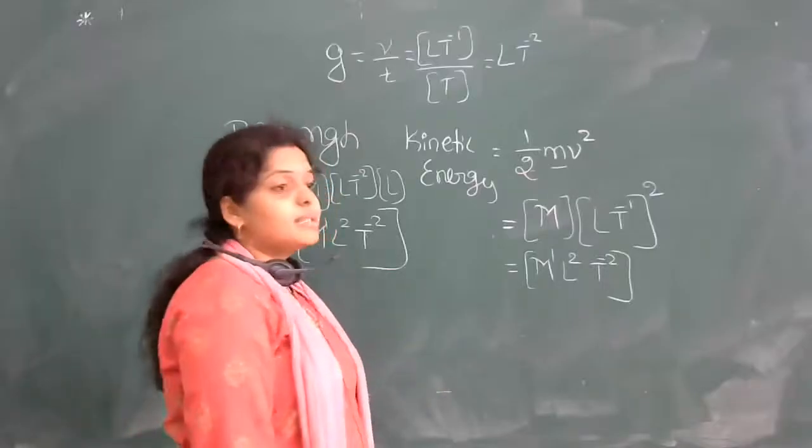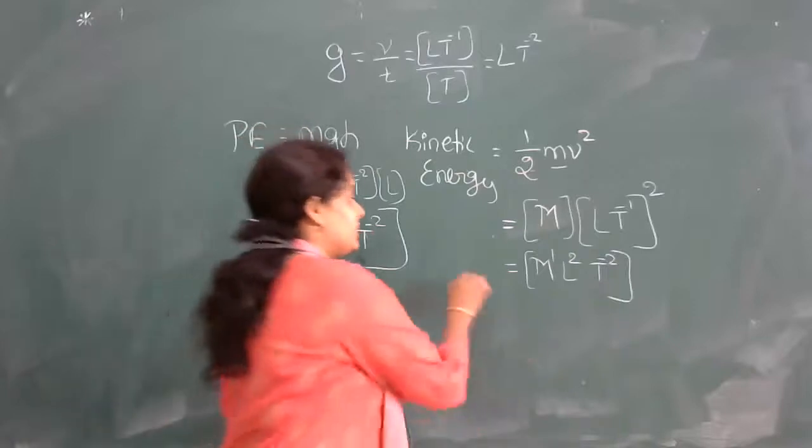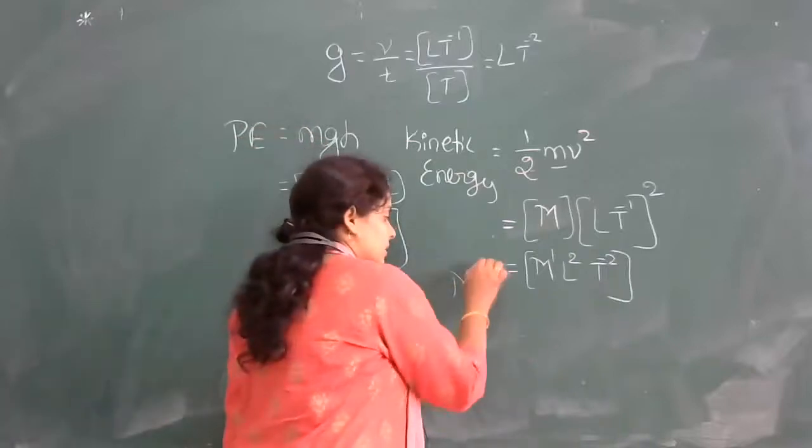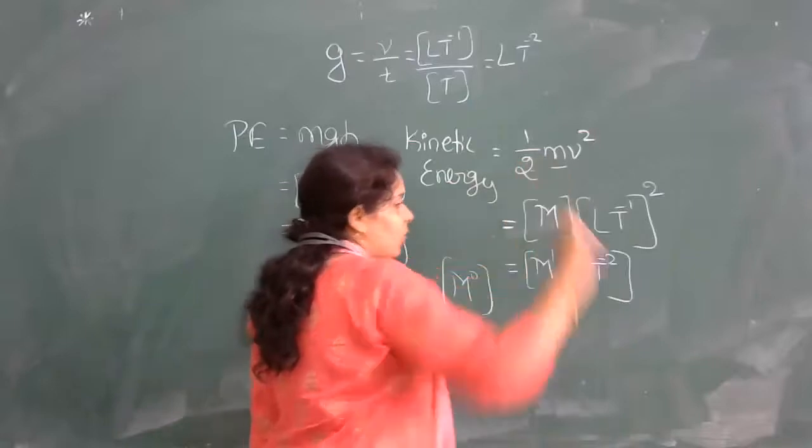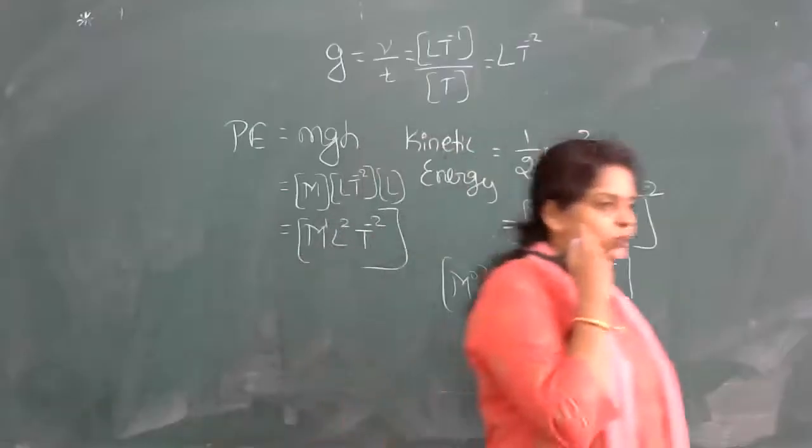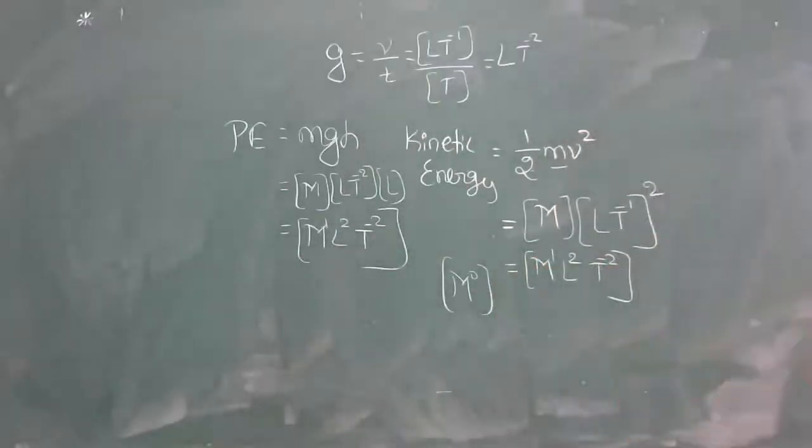If the term doesn't contain mass, then you will write it as M raised to 0. Meaning, if the formula given doesn't have M, you can write it as M raised to 0. If it is there, then you will write it as M raised to 1.